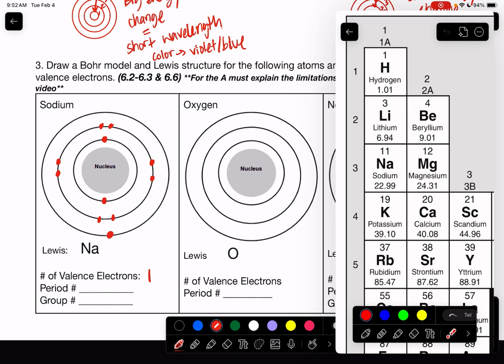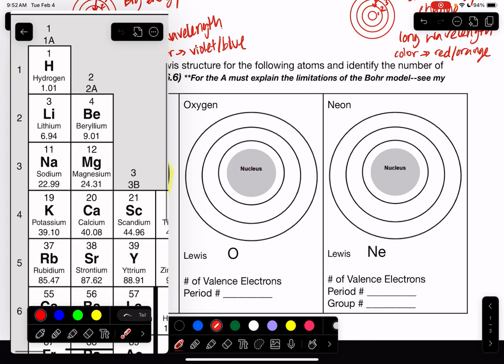So the other way you can tell how many valence electrons it is by looking at the outermost shell, which is this shell right here. That's the valence shell. That tells you how many valence electrons you have, which is just 1. So that means our Lewis dot structure is just going to look like this. This is in period 3, and then group 1. So periods are horizontal, groups are vertical.